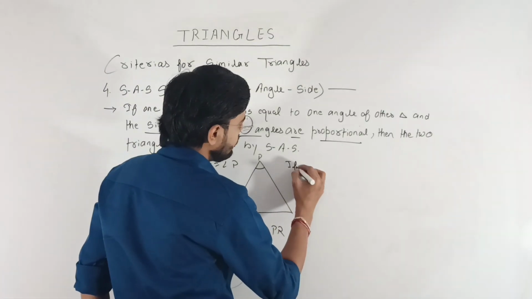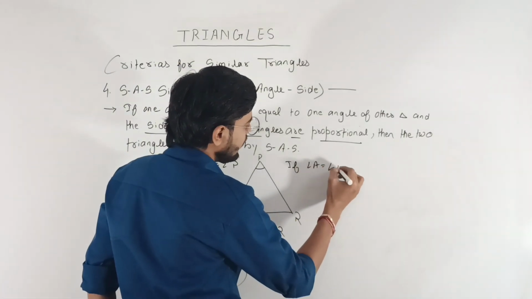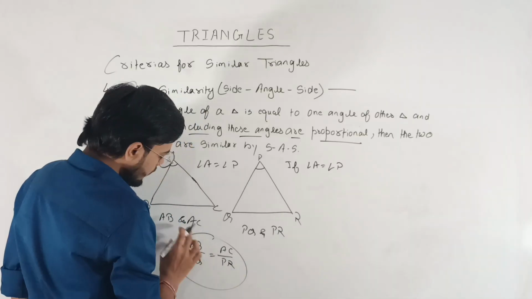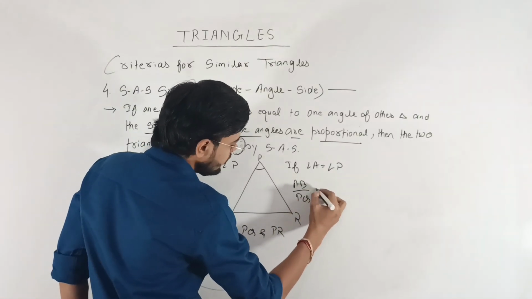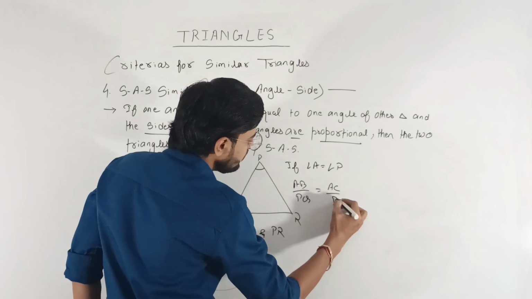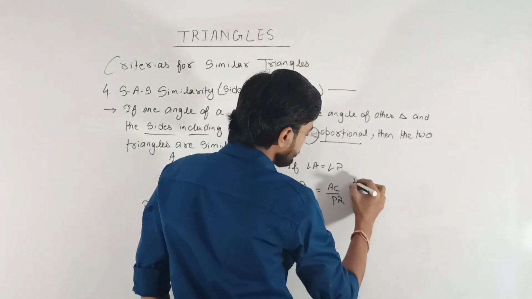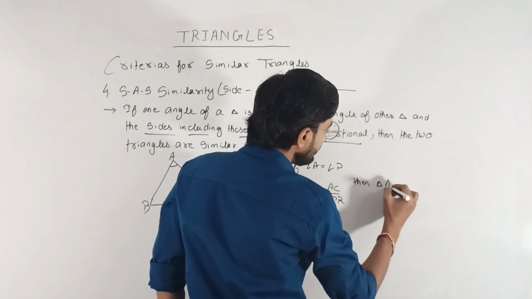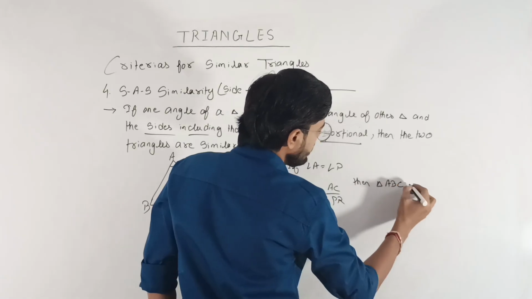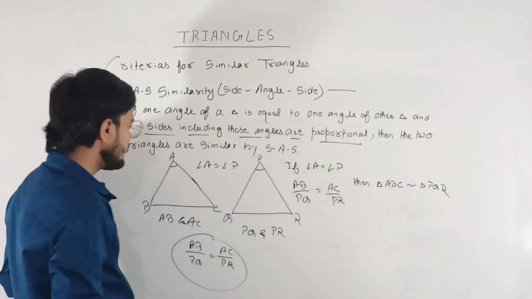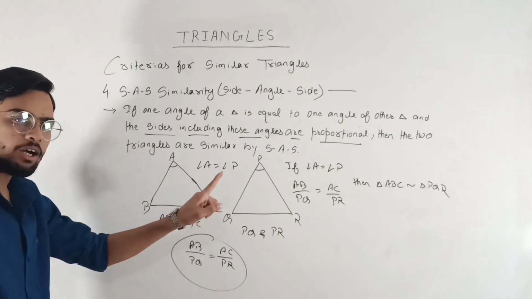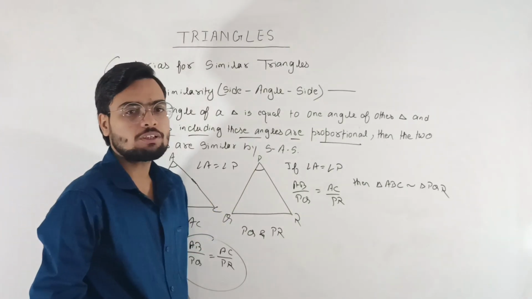So now write it here. If angle A is equal to angle P and AB upon PQ is equal to AC upon PR, then triangle ABC is similar to triangle PQR. Okay, ABC is similar to triangle PQR. Understood? Let's see one more time.